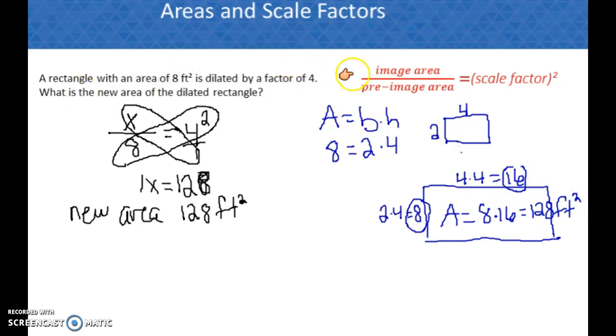So if you can remember this formula, that's great. It's a little bit of a shortcut. If you can't remember that formula, or that formula doesn't really make sense to you, then you can always plug in your own values that give you that area and work it out that way.